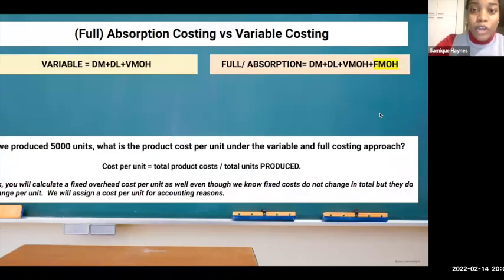Great. So let's keep going. We have absorption costing versus variable costing. Variable is equal to direct materials plus direct labor plus variable manufacturing overhead. Absorption costing includes the same thing, but we add the fixed manufacturing overhead. Before, I asked you to imagine that we produced 10,000 units. How would we calculate our cost per unit? This is the formula: the total product cost divided by the total units produced.